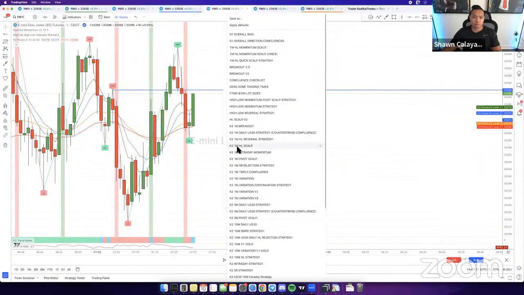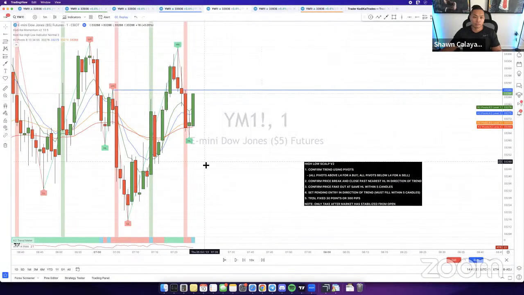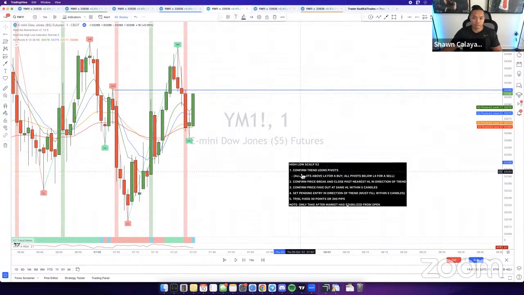So, high-low scalp V2. First, you want to confirm the trend. Obviously, you can see right here it's bullish. You can see the level 4 pivot is below all the other pivots. Price is above the pivots, and pivots are angling up. So we have a bullish trend right here. Looking over here, we have step 1.